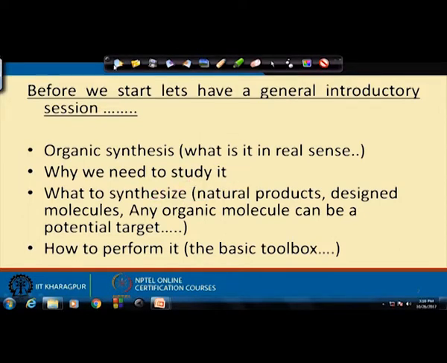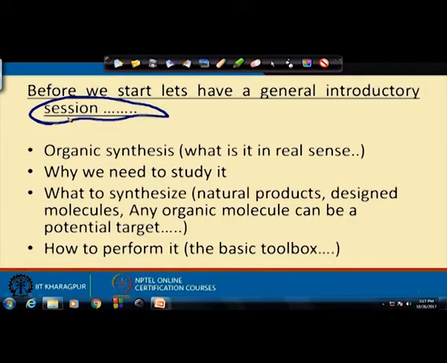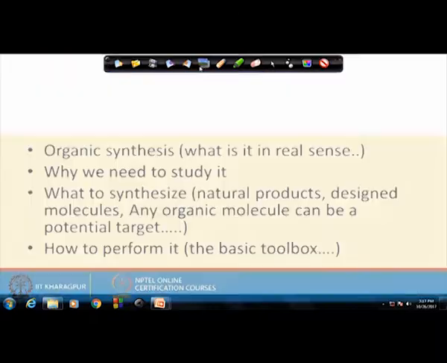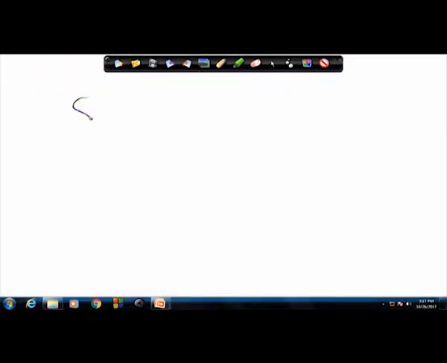So, before we start, we will give you a very general introductory section on what organic synthesis is in reality. Now, this particular session belongs to the following points. The points are: organic synthesis, what is it in the real sense. And we will try to analyze this particular word, synthesis.